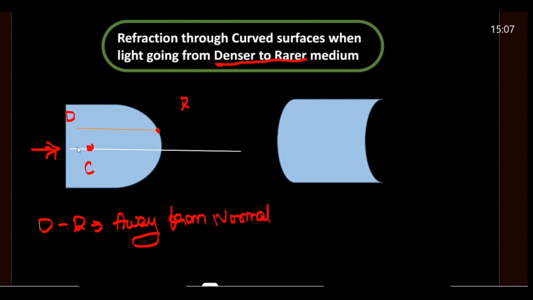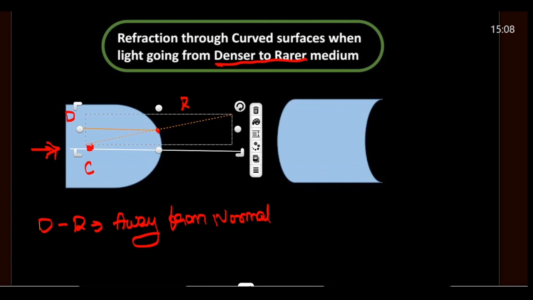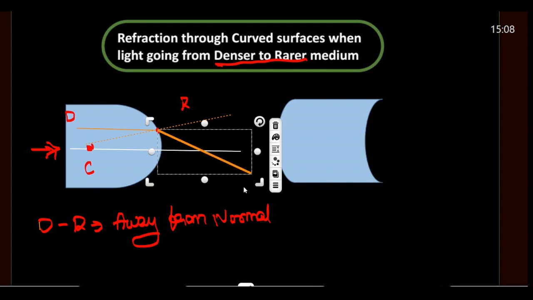So what is the normal here? Let's draw the normal. This is the normal. Now it bends away from the normal, right? The refracted ray bends like this. And the same goes for the other part as well.